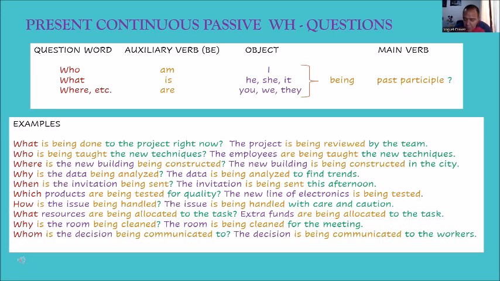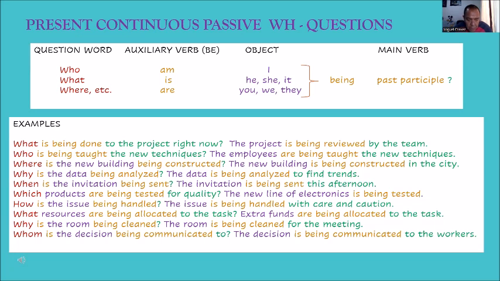Examples. What is being done to the project right now? The project is being reviewed by the team. Who is being taught the new techniques? The employees are being taught the new techniques. Where is the new building being constructed? The new building is being constructed in the city. Why is the data being analyzed? The data is being analyzed to find trends.